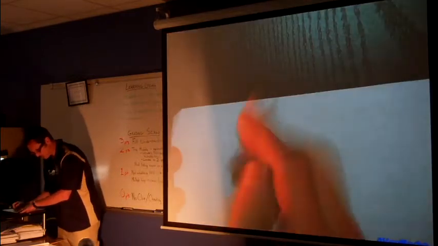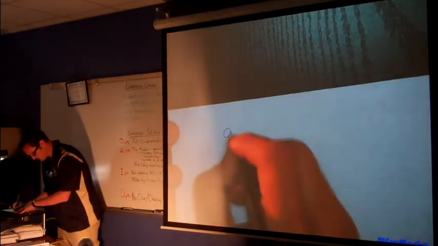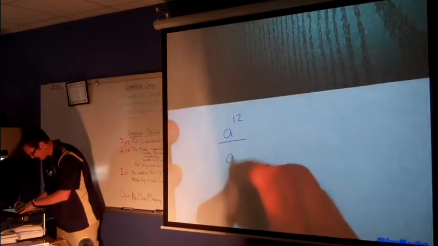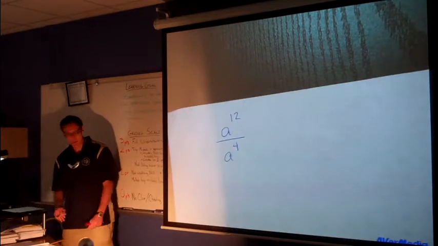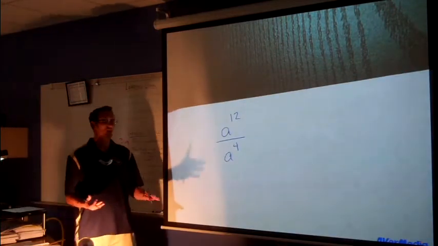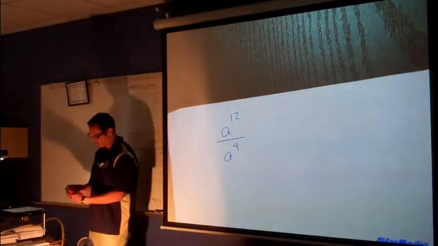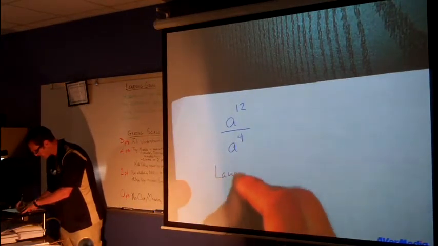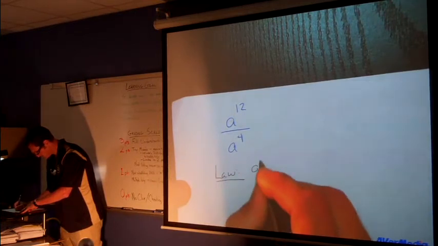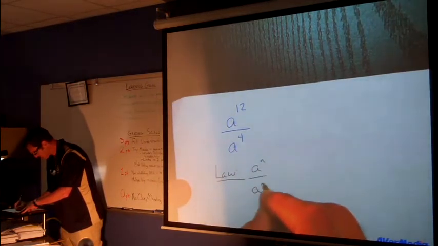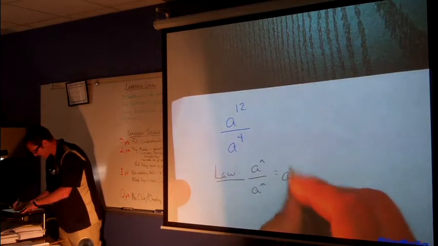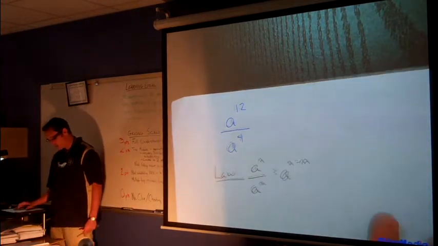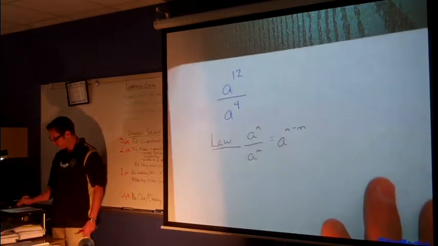So in the first example, if I had the expression that we're going to simplify, a to the 12th over a to the 4th, we can look at this example in the way of using the law of exponents. The law reads, if you divide two numbers with the same base, keep the base, subtract the exponents. That's what the law reads. So we could use that method with this example.